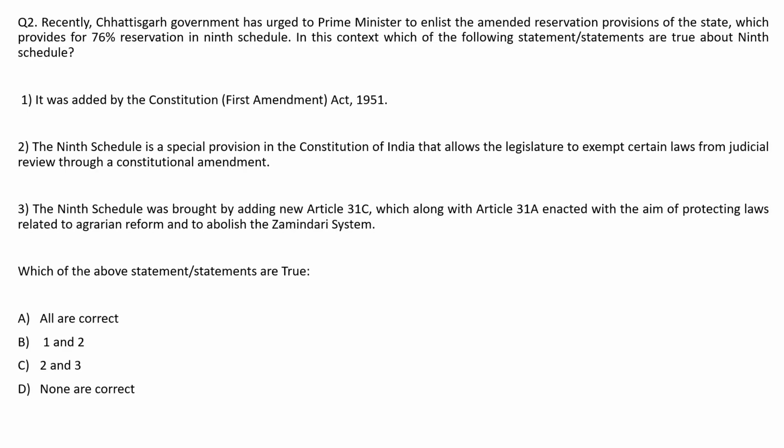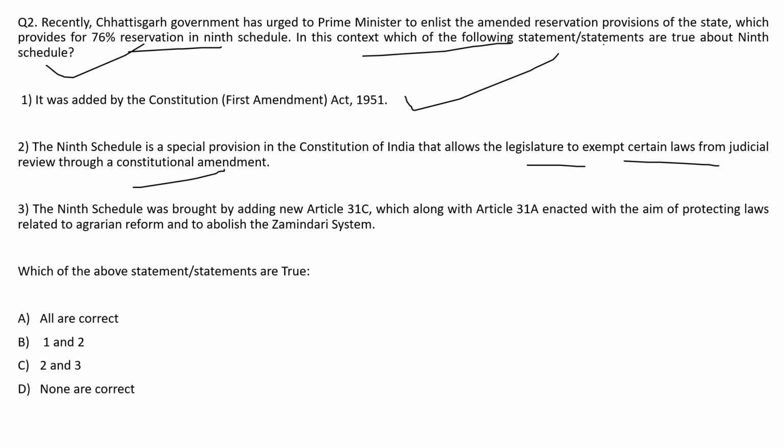Next, recently Chhattisgarh government has urged Prime Minister to enlist the amended reservation provisions of the state which provides 76% reservation in 9th schedule. In this context, which of the following statements are true about 9th schedule? 9th schedule কোন কেটা বস্তু শুদ্ধ এটো কব দিছে। It was added by Constitutional First Amendment Act 1951. This is true. First Constitution Amendment Act 1951 add কৰিছিলে. It is a special provision in Constitution of India that allows legislature to exempt certain laws from judicial review of constitutional amendment. Okay, this is true also.